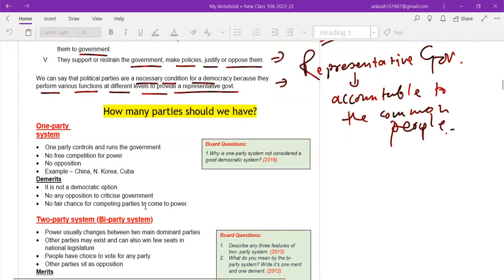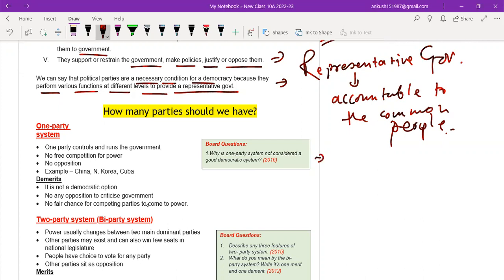Now it is time to understand how many parties should we have. How many parties should we have there? Suppose we are saying that in a democratic country, there must be political parties. Now, how many parties should be there? So what happened in democracy? In a democracy, any group of individuals is free to form a political party. Now see, I just told you about our rights, which are called fundamental rights.